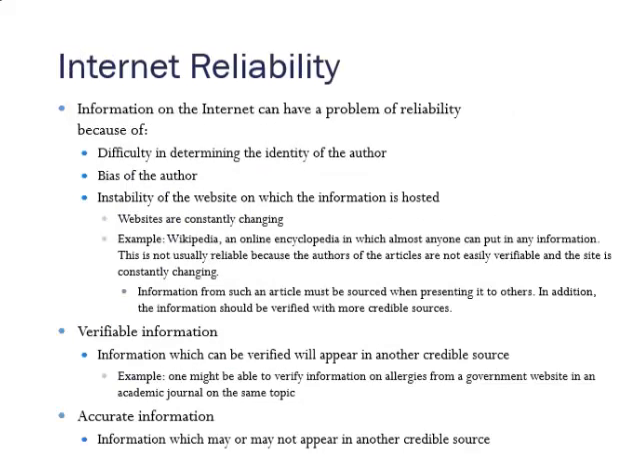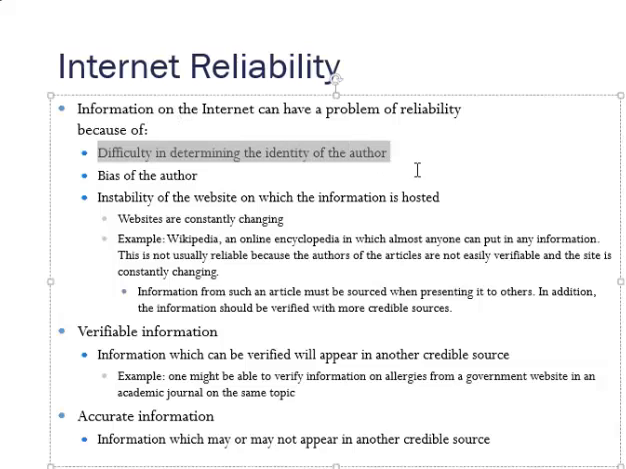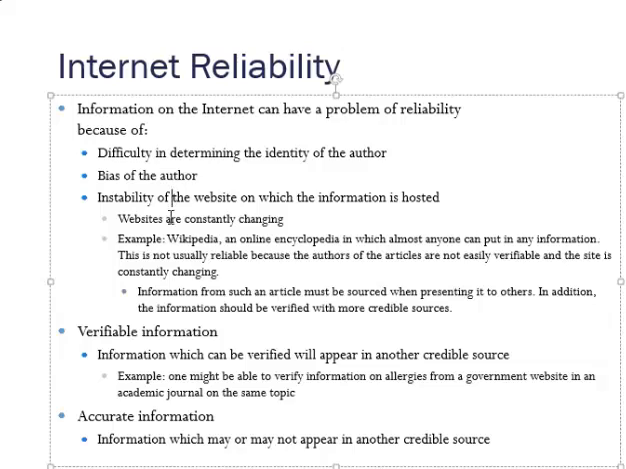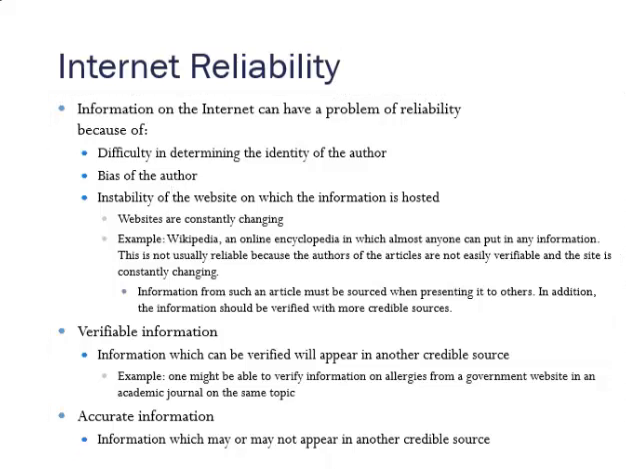Of course, the reliability of the internet generally has some problems. First of all, for many reasons. Difficulty in determining who the author is. Even if the author does put a name there, there's no guarantee that that really is the author. And there's no guarantee that the information about the author is accurate. The author may have bias. The instability of the website in which it's hosted. Websites are constantly changing. It can be edited, it can be hacked, it can be edited by whoever has access to the back room of the website.